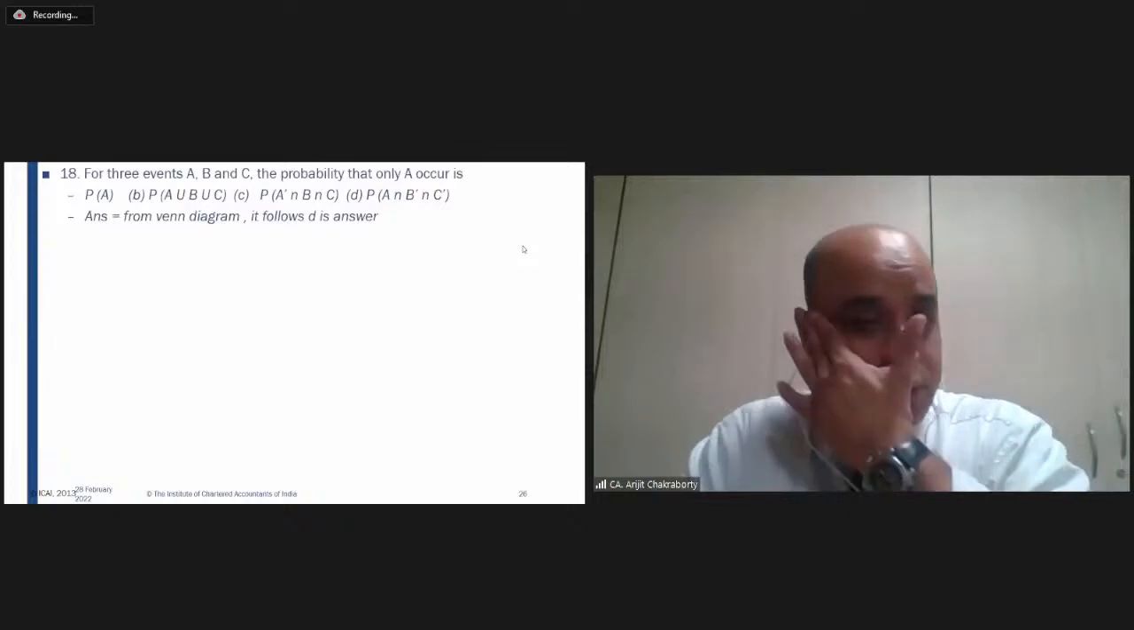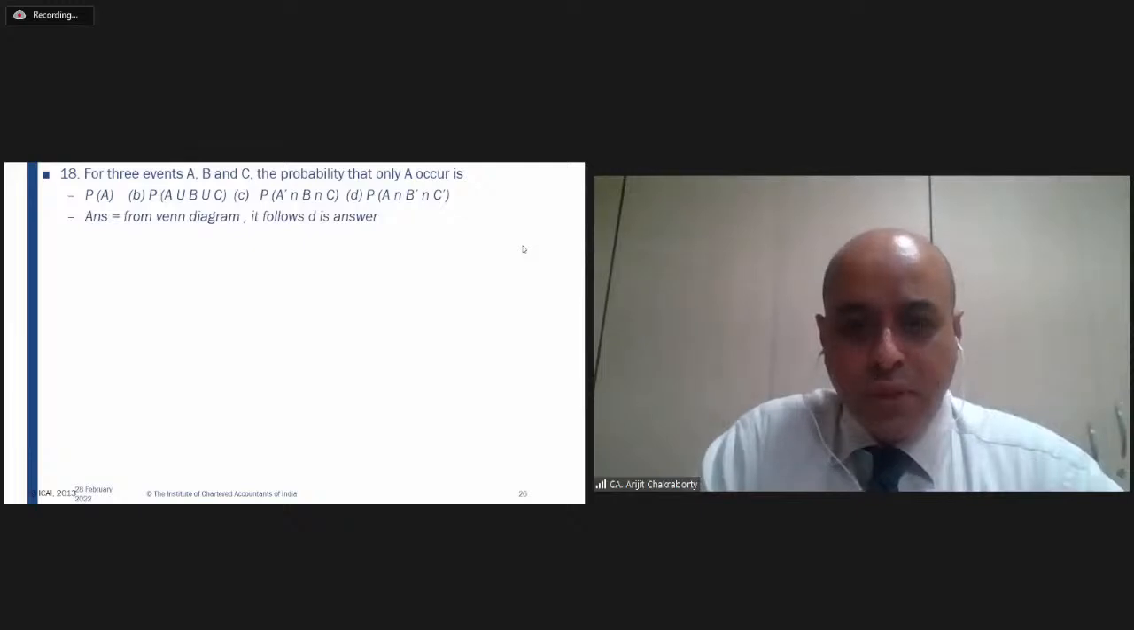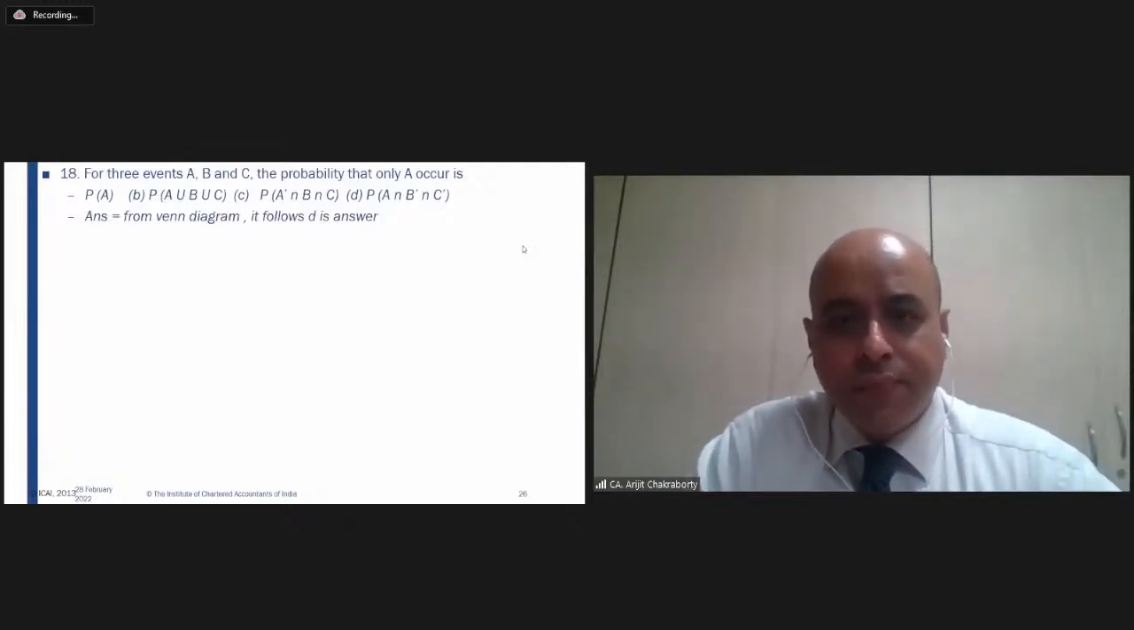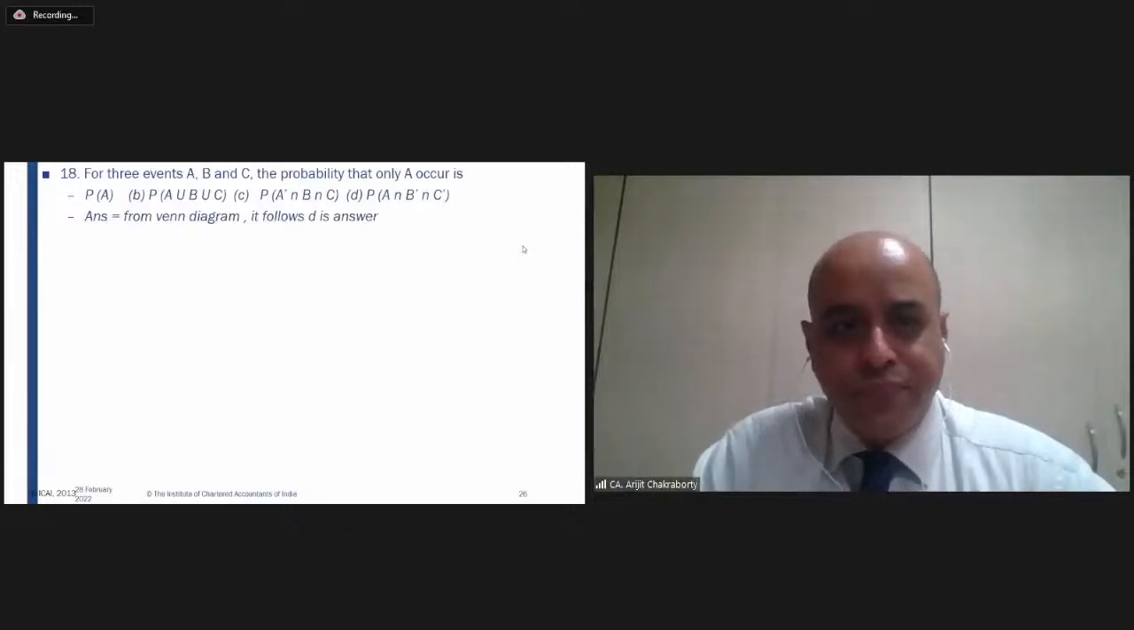Now we are going to the next few questions for 3 independent events. This is a theory question and it is given in the study material. Also quite important for the exam. For 3 events A, B and C, the probability that only A will occur is what? So only A occurs means B will not occur, C will not occur. You have to draw the Venn diagram, and from the Venn diagram you will get that B is the answer. That is probability of A intersection B dash intersection C dash.